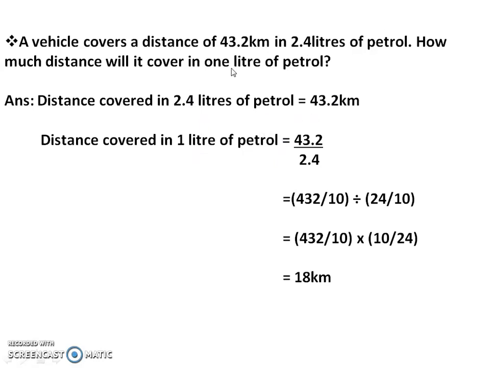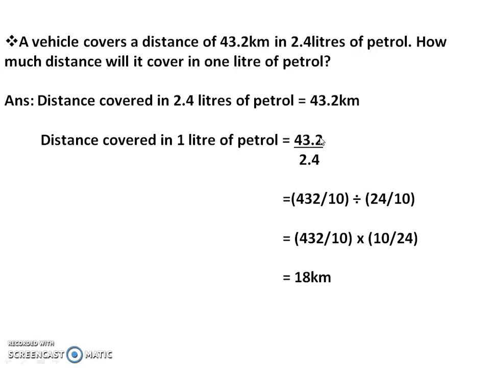Students, many is given and you are asked about 1. So what is the operation? Division. Isn't it? Can you give me an example for that? I am telling you 100 rupees for 10 chocolates. What is the cost of one chocolate? It is 100 divided by 10. The same concept you are using here also. 43.2 km in 2.4 liters of petrol. So for 1 liter, 43.2 km by 2.4 liters.